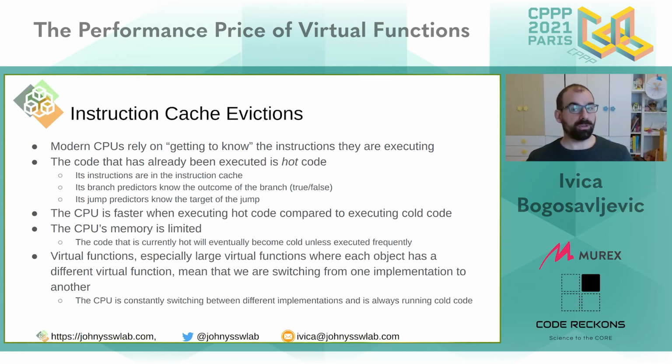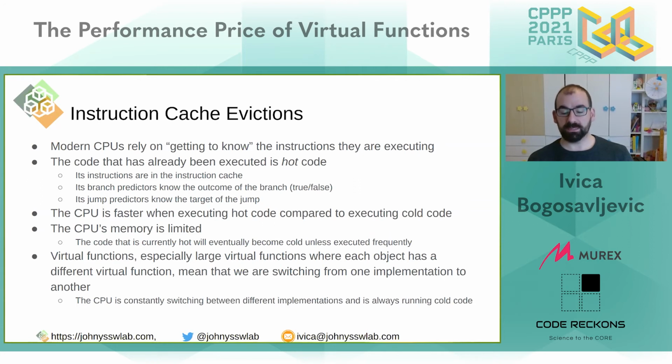So the hot code the CPU has executed recently, it knows some statistics about it, and it can use those statistics to speed up execution of that code. So the CPU is faster when it is executing hot code compared to executing cold code. And now the CPU's memory is limited. The size of instruction caches, of branch prediction caches, of jump prediction caches, they're limited. So only some code is hot. All the other code is cold.